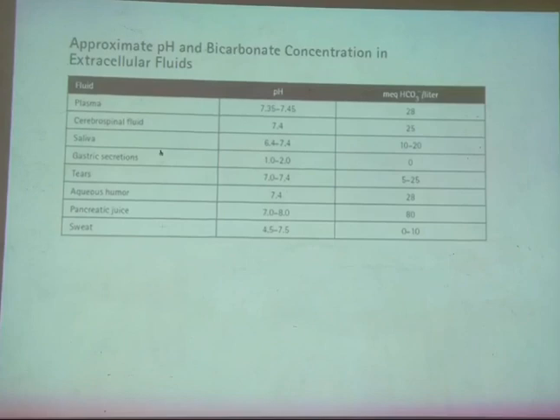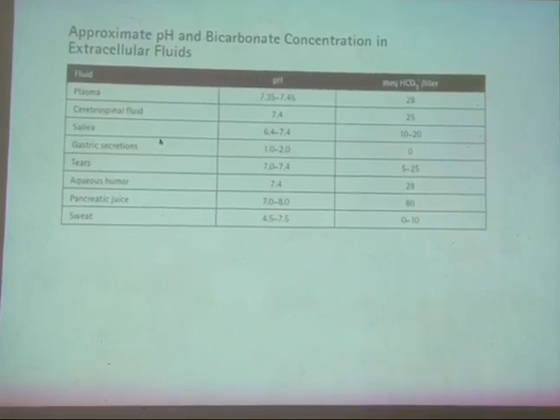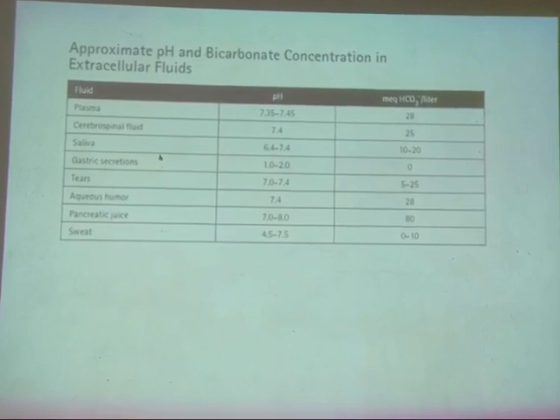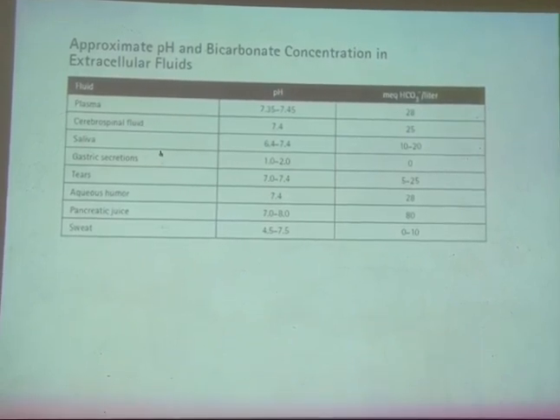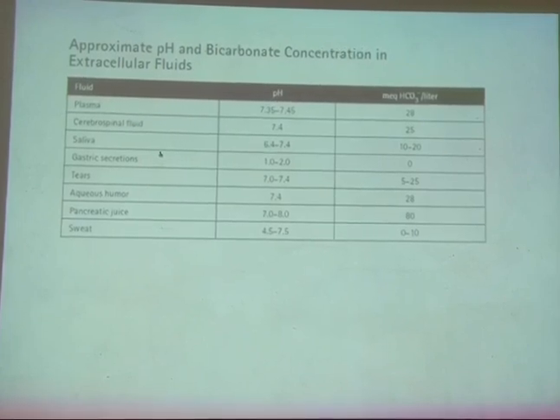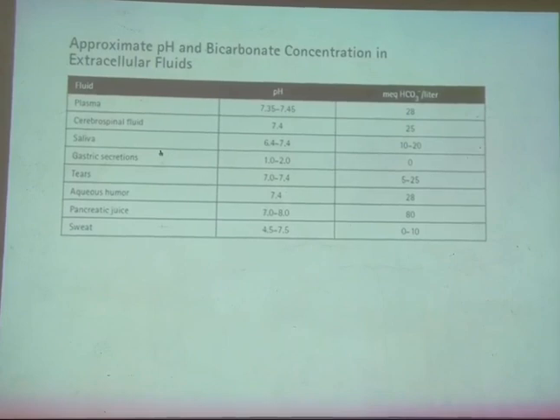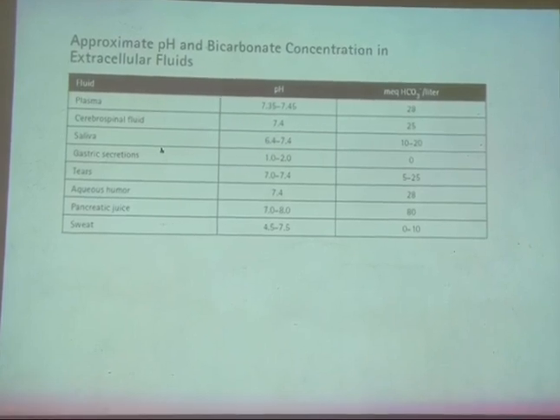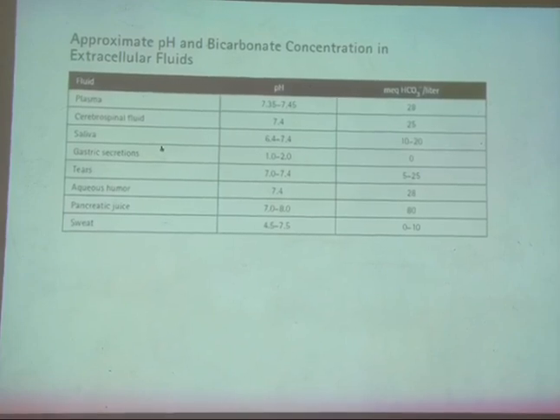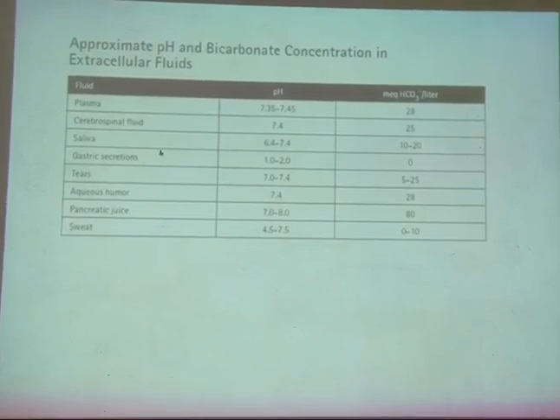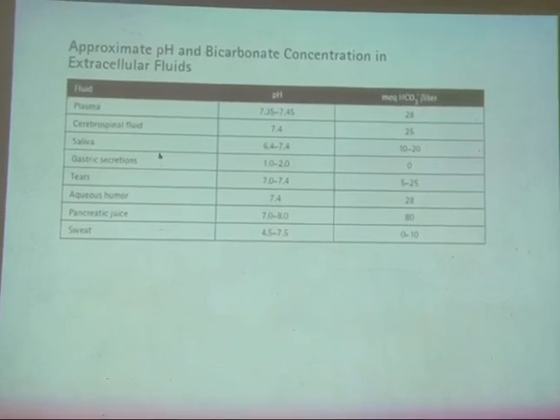Gastric secretion, the pH is 1 to 2, and it doesn't have any bicarbonate ions, 0. Tears, the pH is 7 to 7.4, and the bicarbonate ion concentration is 5 to 25 milliequivalents per liter. Aqueous humor, 7.4 pH and 28 milliequivalents of bicarbonate ion per liter. Pancreatic juice, pH 7 to 8 and 80 milliequivalents per liter, and sweat pH is 4.5 to 7.5. The milliequivalents of bicarbonate per liter of sweat is 0 to 10.